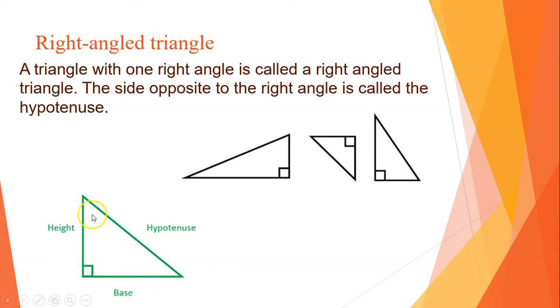This is a right angle triangle. It has a right angle, one right angle. So the side opposite to that right angle, this side, is known as the hypotenuse. The side at the base is called the base side, and the perpendicular or the vertical side is known as the height. I will repeat. This is the hypotenuse, this is the base, and that's known as the height of the right angle triangle.